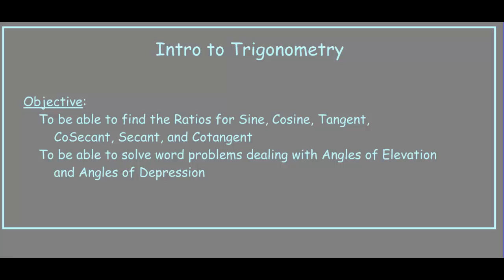Today we're going to look at Intro to Trigonometry. Our objectives are to be able to find the ratios for sine, cosine, tangent, cosecant, secant, and cotangent, and to be able to solve word problems dealing with angles of elevation and angles of depression.